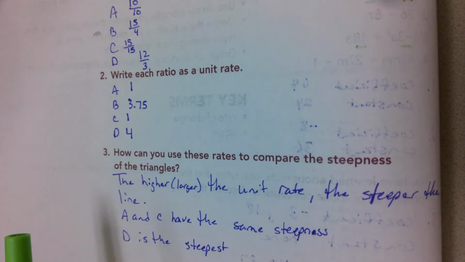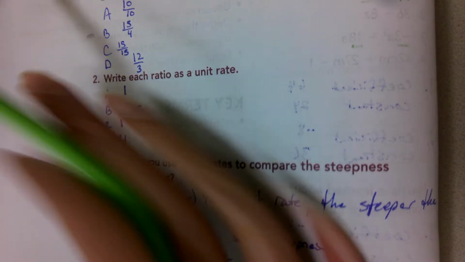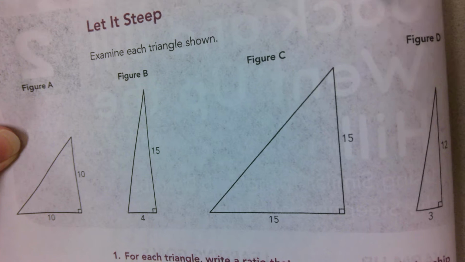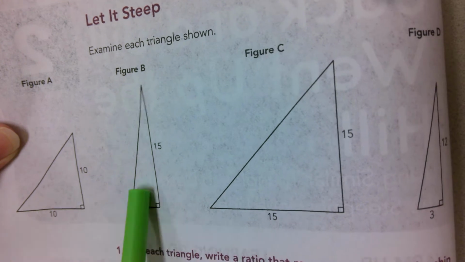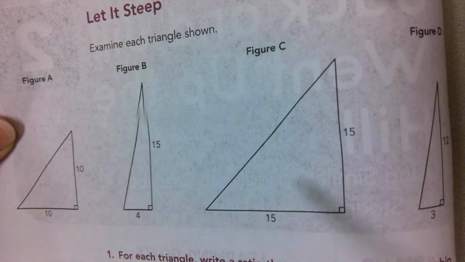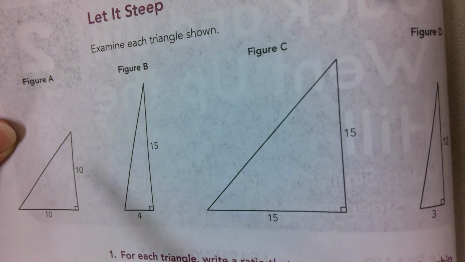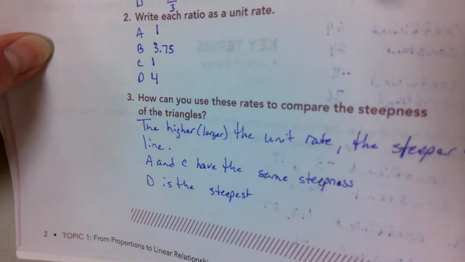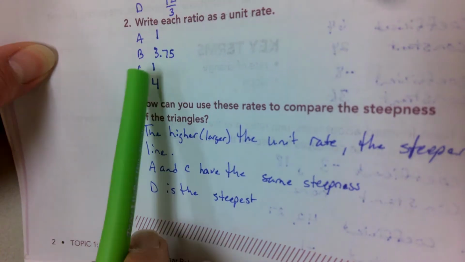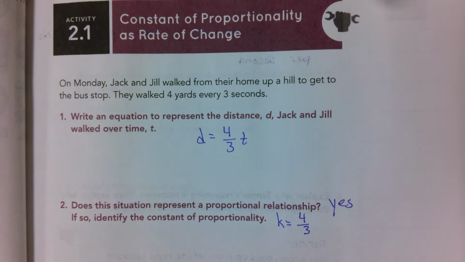So up 4 over 1, right? Here, up 1 over 1. That's not going to be as steep. And you can look at these triangles here and you can see that there's a pretty big difference between, say, figure A and figure B. But when you look at figure A and figure C, they're actually the same steepness. You can't really tell that exactly, but they're the exact same steepness. And so I've got here A and C have the same steepness, and D is the steepest with a unit rate of 4.